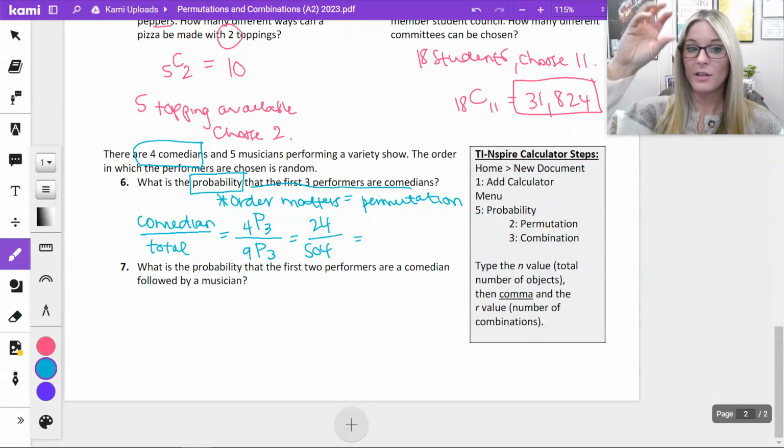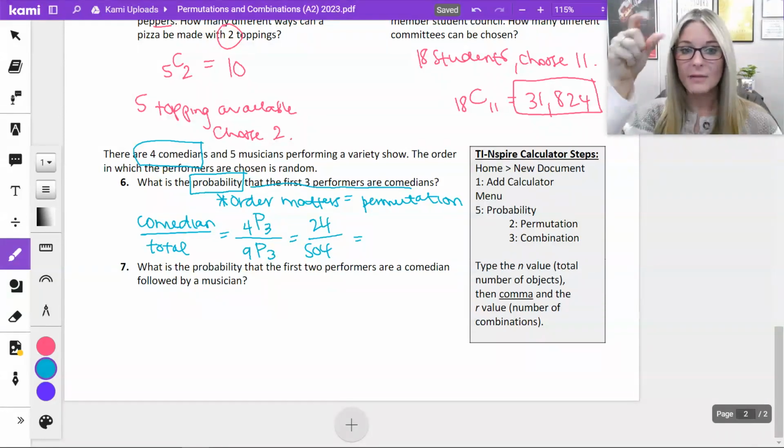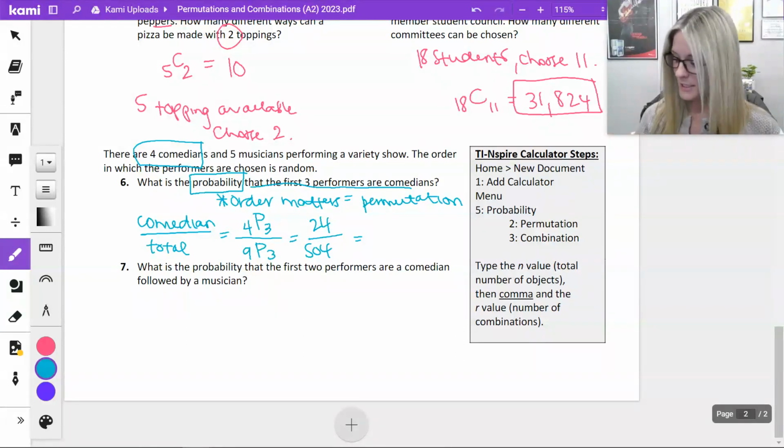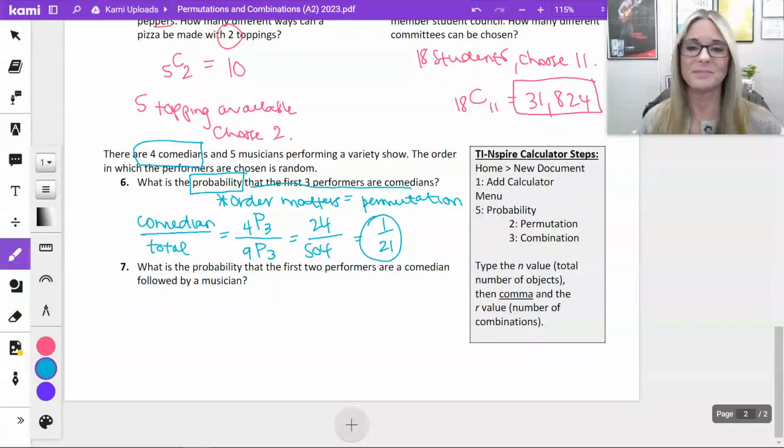So we've got the probability of choosing a comedian, permutation, 3 out of 4 comedians in our numerator over our total. In our total group of 9 performers, the 4 comedians plus the 5 musicians, we're choosing 3, the first 3 we want to be comedians. And that does simplify to 1 over 21 as our final probability there.